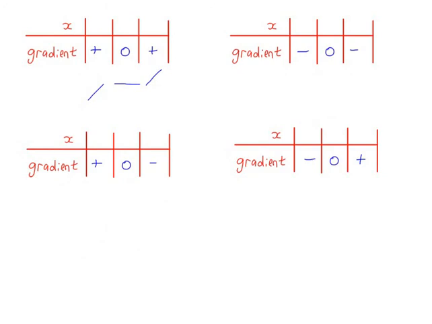So the other options that we could have seen would have been like this. A negative gradient, that's 0 and then negative again: a point of inflection. Positive gradient, 0 and then a negative gradient: maximum point. Negative gradient, 0 and then a positive gradient: minimum point.